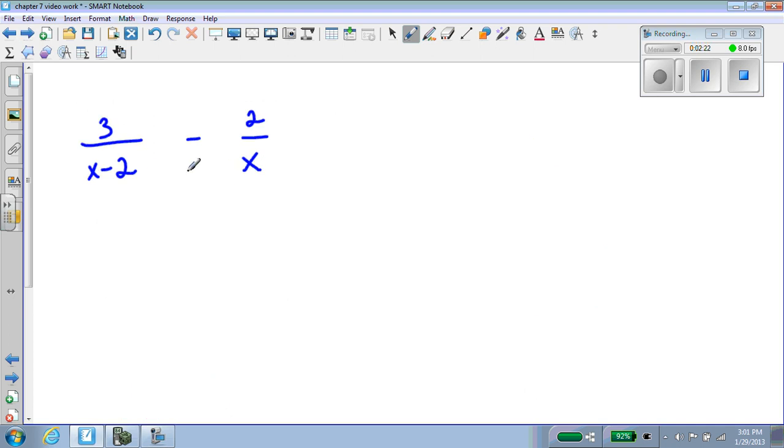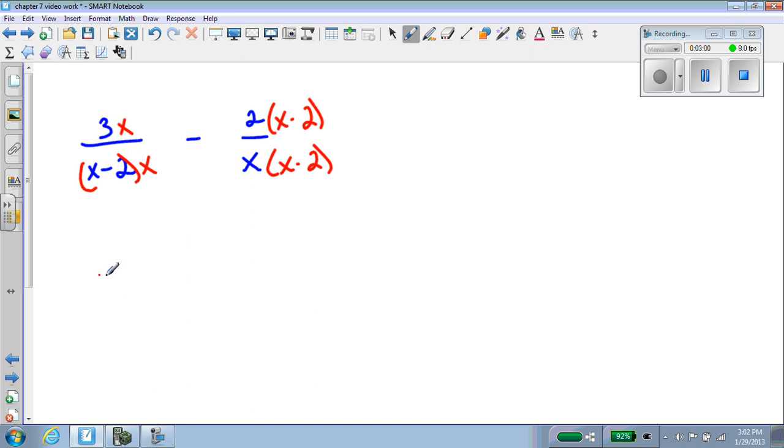Again, we do not have a common denominator, and hopefully what you're seeing here is that this denominator is a binomial. This denominator is a monomial. And so I can't just subtract 2 from numerator and denominator. That doesn't work. These denominators don't have anything in common. So I'm going to have to multiply this fraction by x over x, and this fraction by x minus 2 over x minus 2.